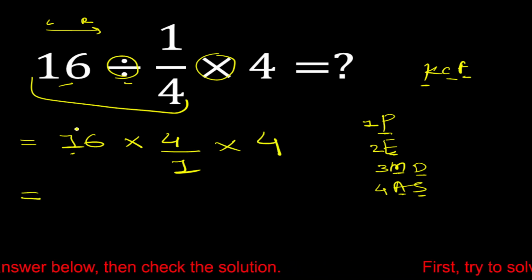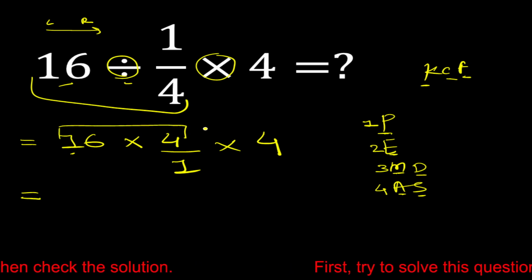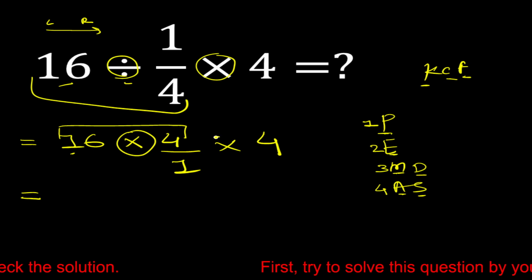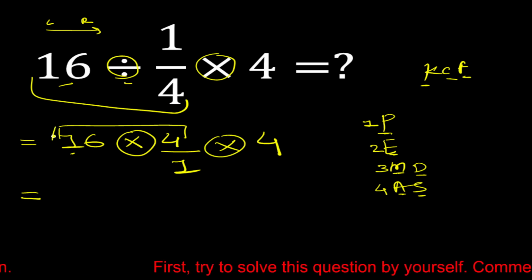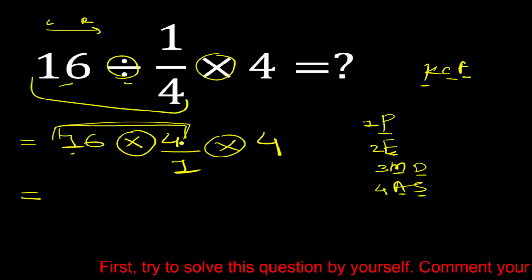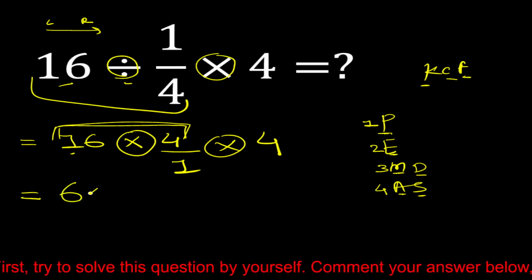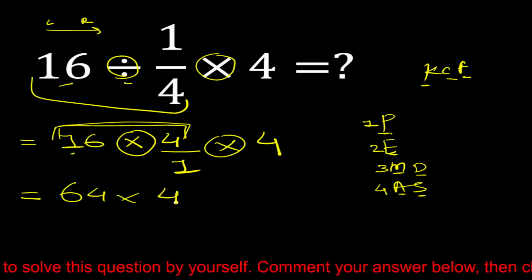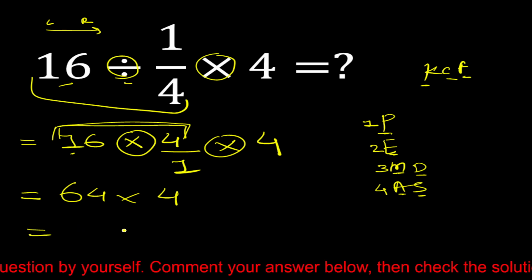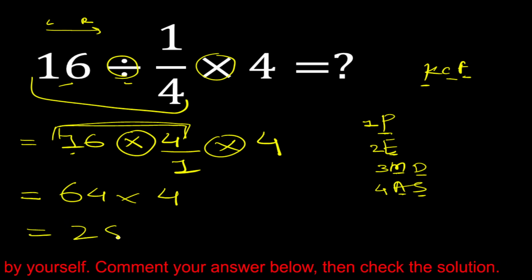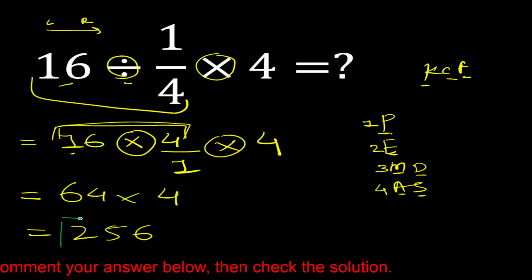Now 16 multiply 4, because here is multiplication and also here is multiplication, so both have equal priority. So first we have to solve this part. So 16 multiply 4 is equal to 64 multiply 4. Okay, so now 64 multiply 4 is equal to 256. So the correct answer is 256.